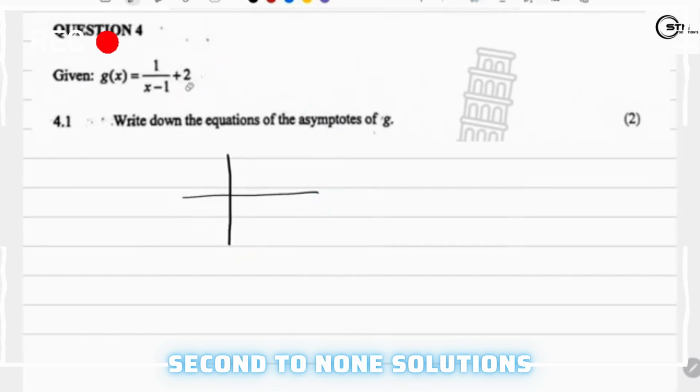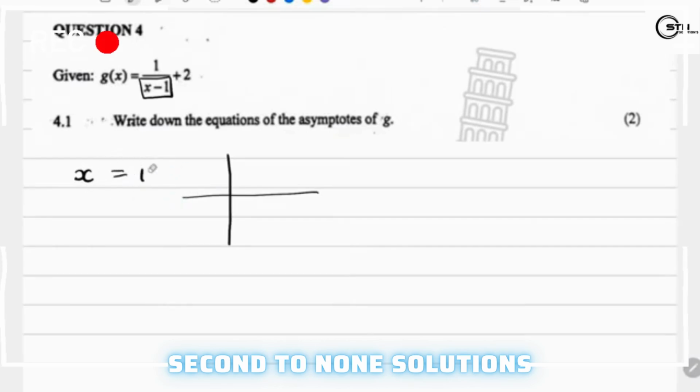Now, how you know which one it is: the vertical asymptote is always the one with x. So if you have an x minus 1, your vertical asymptote's equation is going to be, you can kind of see it like you're saying x minus 1 is equal to 0, and then you're taking that 1 over. So it's x is equal to 1.